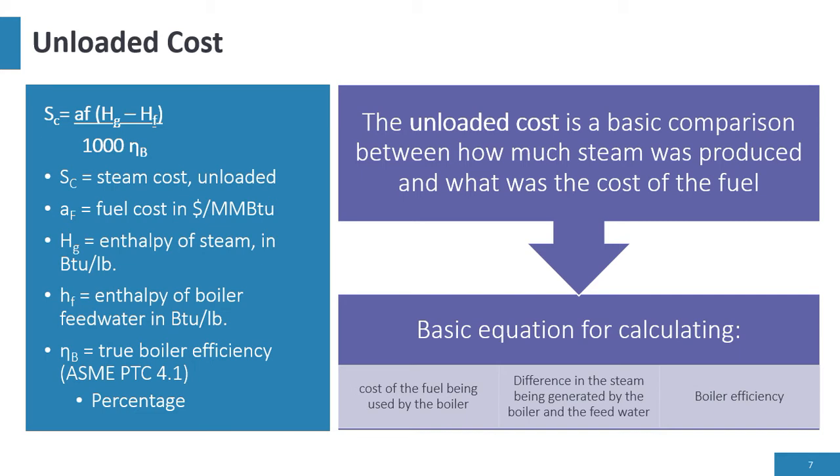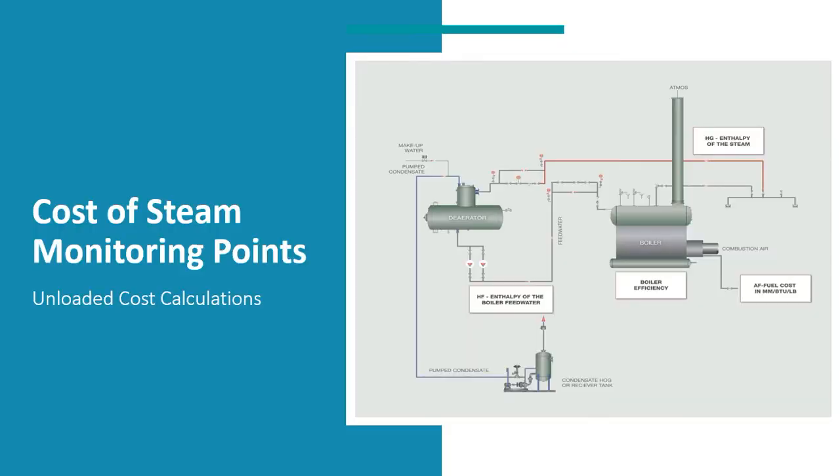The unload cost is basically a comparison of how much steam was produced and the cost of fuel. A basic equation: the difference of the steam being generated by the boiler and the feed water sensible energy coming into it, and the boiler efficiency. An example of that would be, here is the monitoring point. We have the sensible energy coming from the deaerator going into the boiler efficiency, cost of the fuel, and the total energy leaving the boiler. So, just a basic calculation.